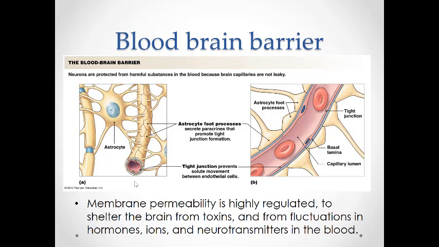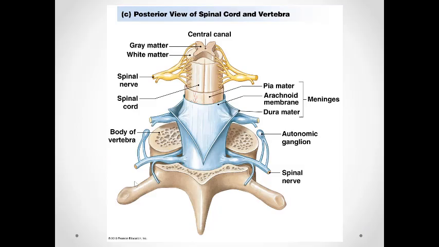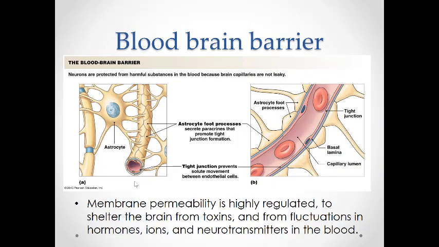And the reason it's so regulated is so that it can shelter the brain from toxins, from fluctuating hormones, and ions and neurotransmitters that are in the blood that could pose harm to the brain cells. And so that kind of sums up the blood-brain barrier.